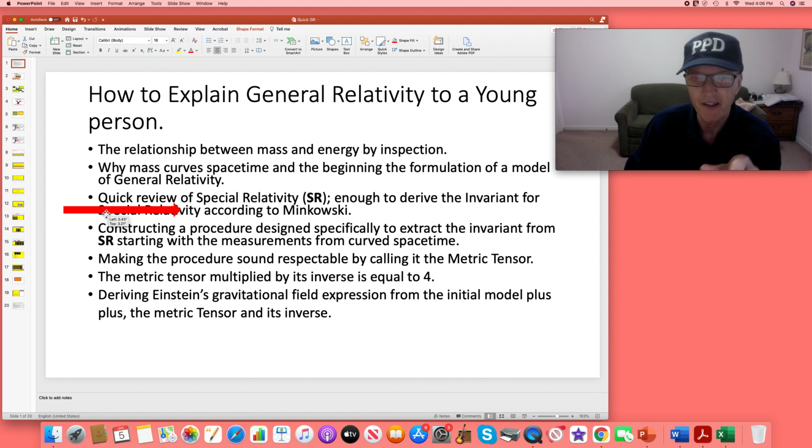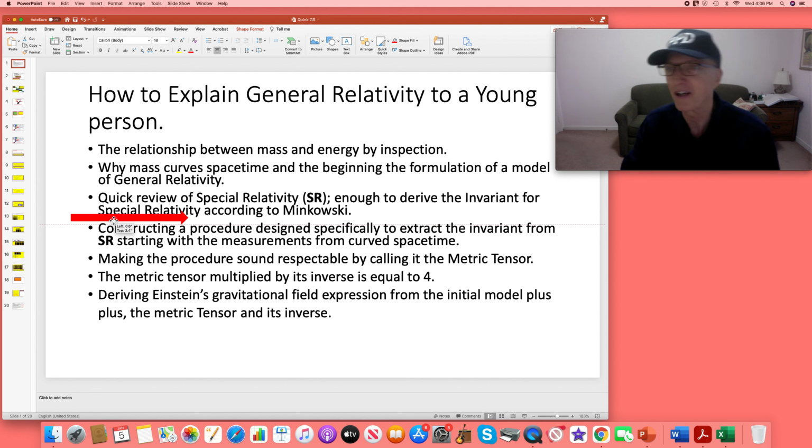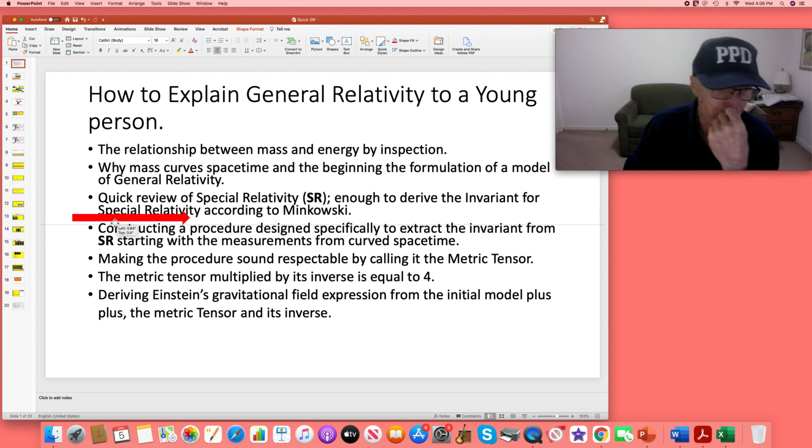Construct a procedure designed specifically to extract the invariant from special relativity, which I've abbreviated as SR, starting out with measurements from curved spacetime. So it's almost like you force fit the model to produce the result you want. It makes me laugh because it's kind of a crude procedure, like using a sledgehammer to get what you want. But it works, and that's the funny part.